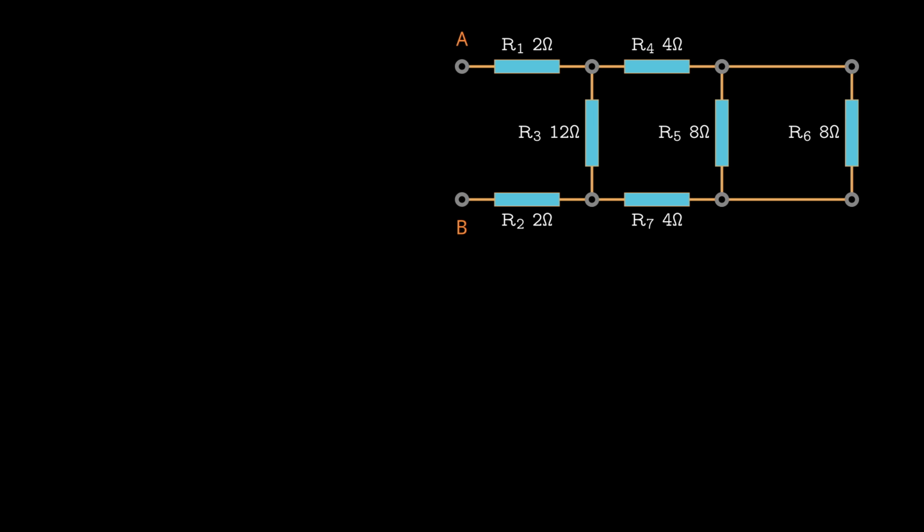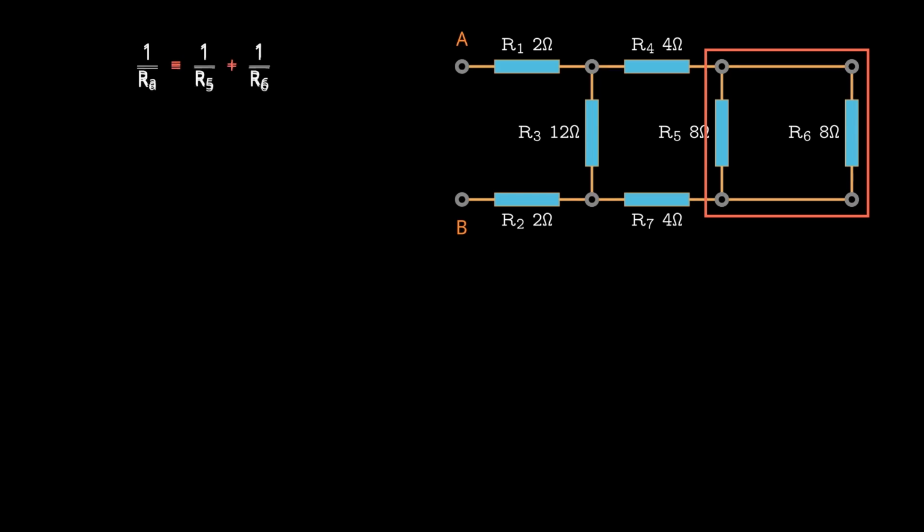First, we need to identify any resistors that are connected in either series or parallel within the circuit. Once we've found these, we can replace them with a single equivalent resistor. These two parallel resistors are easy to spot right away. To simplify them, we can calculate the equivalent resistance for the pair using the formula for parallel resistors. The equivalent resistor that replaces the two parallel resistors is 4 ohms.